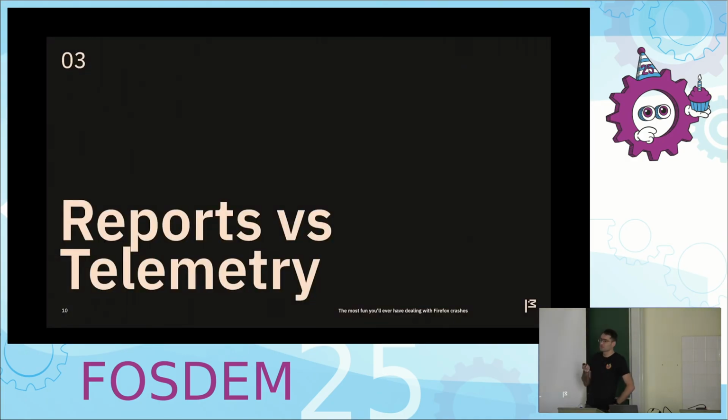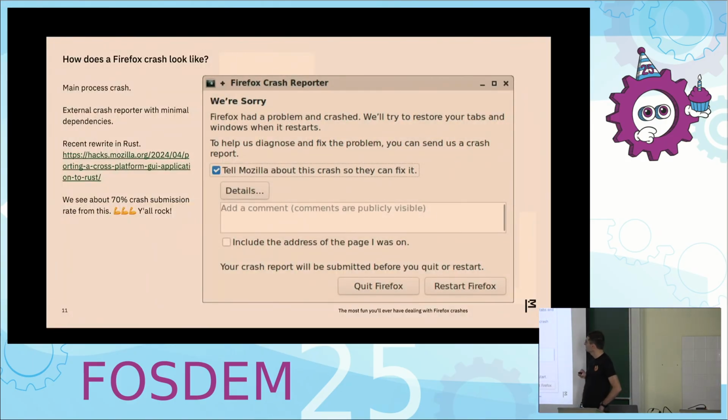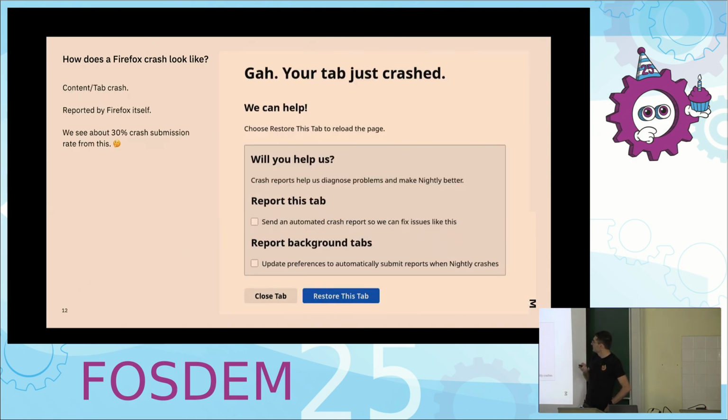How do we get to learn about crashes? We have both crash reports and telemetry. If the main process crashes, so like all of Firefox shuts down, which is a bit the worst case, you get this window, which is an external program we recently rewrote in Rust to have modern translation support, high DPI, like this century basically. If you get this dialog, we see about 70% of our users replying positively, so submitting the crash report.